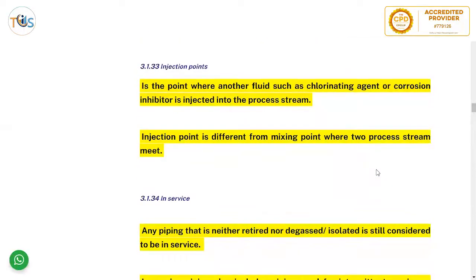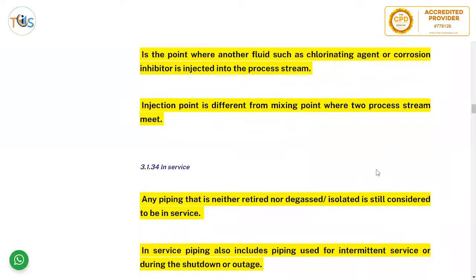Injection point is the point where another fluid, such as chlorinating agent or corrosion inhibitor, is injected into the process stream. Injection point is different from mixing point, where two process streams meet.